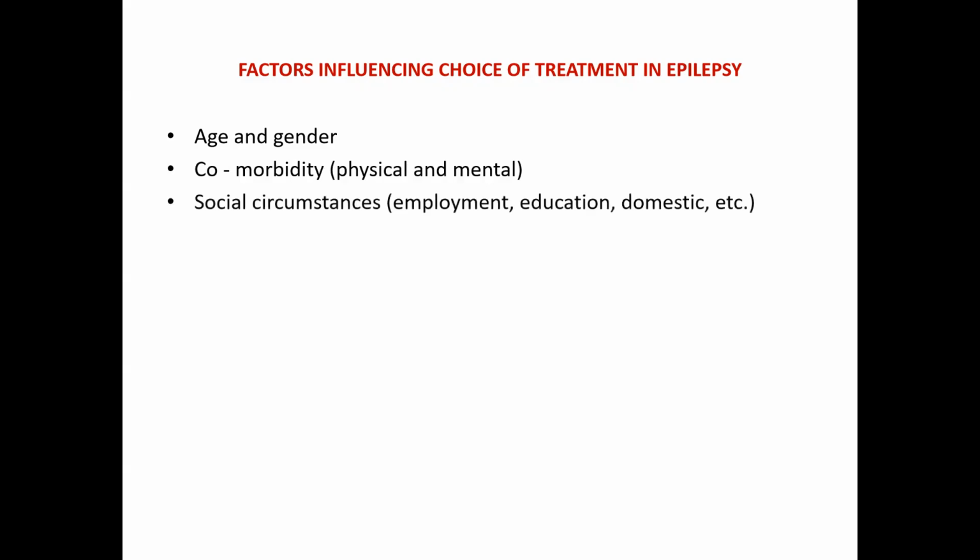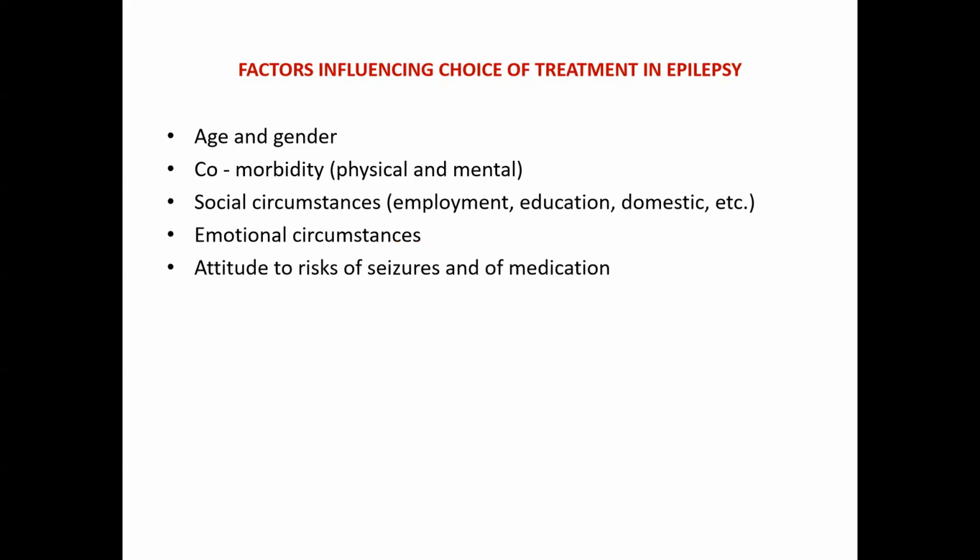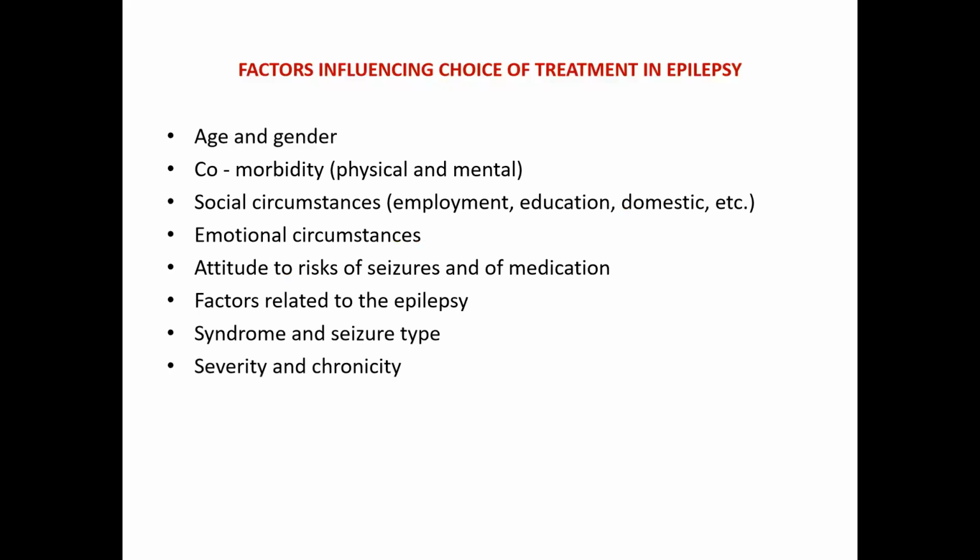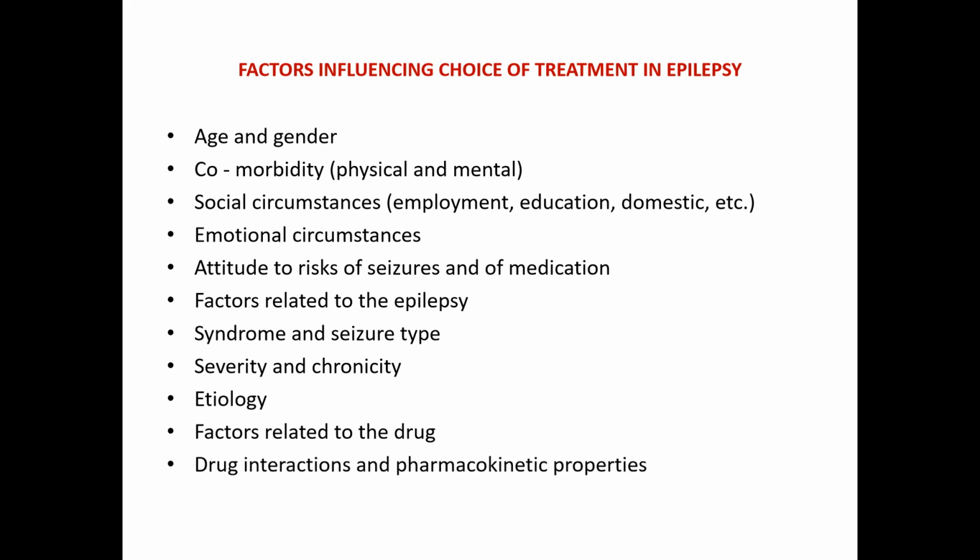Next, depending on the age, gender, special age group and economic status, all these factors also influence the selection of the anti-epileptic drug. You should also see the comorbid conditions, physical and mental status, employment, education, emotional circumstances, and patient compliance to the drugs. Also consider factors related to the epilepsy and epileptic syndromes, the severity and chronicity of the epilepsy, its etiology, and factors related to the drugs, such as drug interaction and pharmacokinetic properties. All of these should be kept in mind before you start anti-epileptic drugs.